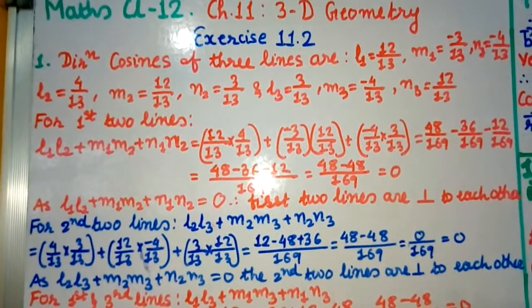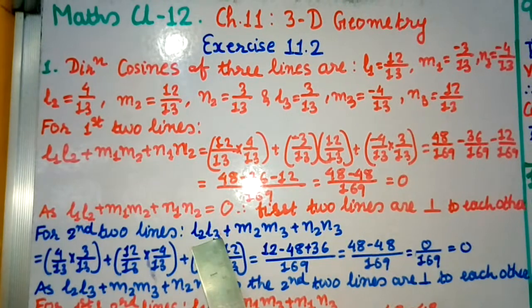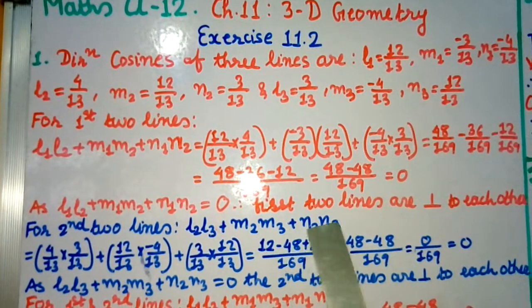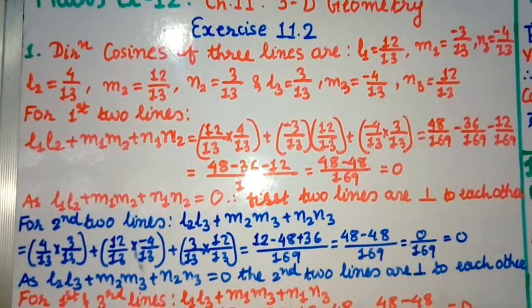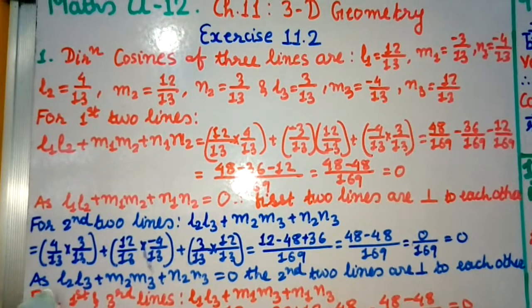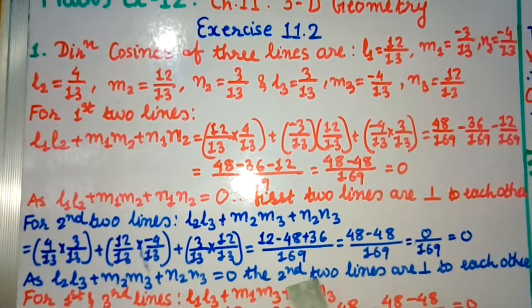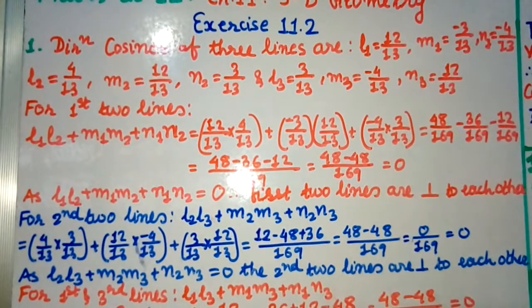Since again this value is 0, L2L3 plus M2M3 plus N2N3 equals 0. Therefore, the two lines are perpendicular to each other. So we can say as L2L3 plus M2M3 plus N2N3 equals 0, the second two lines are perpendicular to each other.